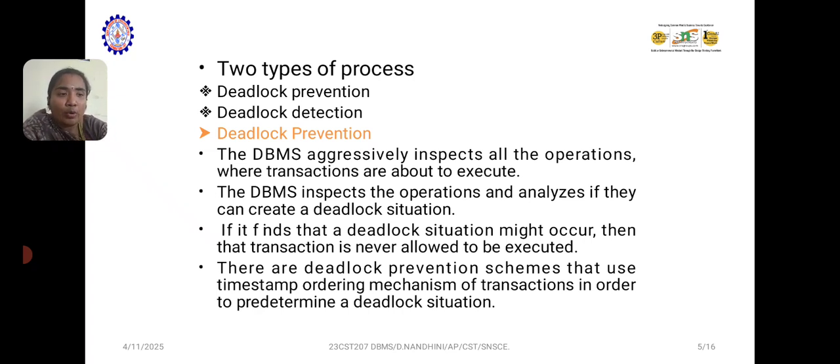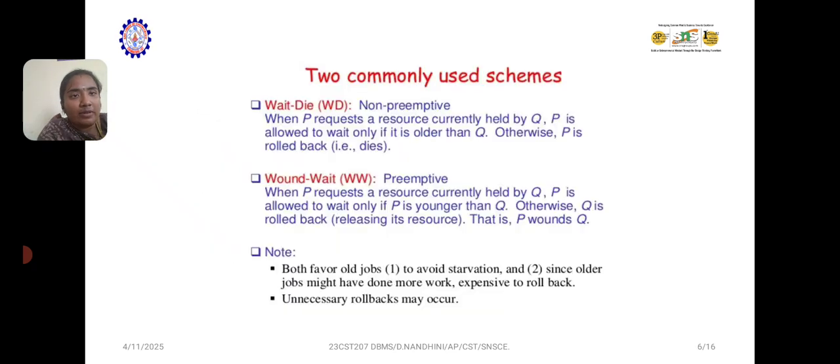There is another approach, the second approach, which is rollback of transactions. 2 commonly used schemes are wait-die and wound-wait. Wait-die is a non-preemptive approach, and wound-wait is a preemptive approach. In wait-die, when P requests a resource currently held by Q, P is allowed to wait only if it is older than Q; otherwise P is rolled back. In wound-wait, when P requests a resource currently held by Q, P is allowed to wait only if P is younger than Q; otherwise Q is rolled back.